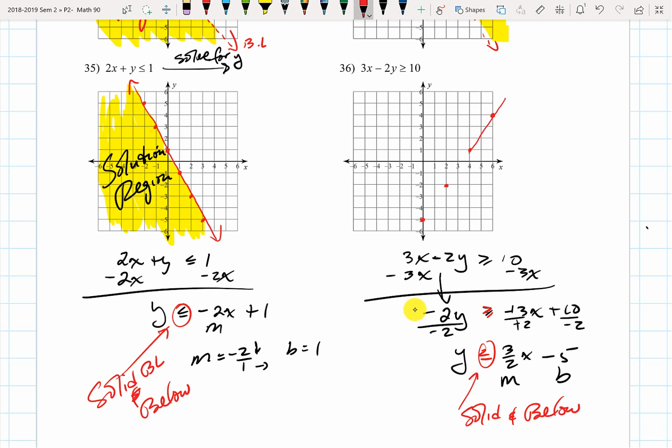So we're going to go solid here. And the half plane is going to be below the boundary line because it's less than and not greater than. So here's my solution region.